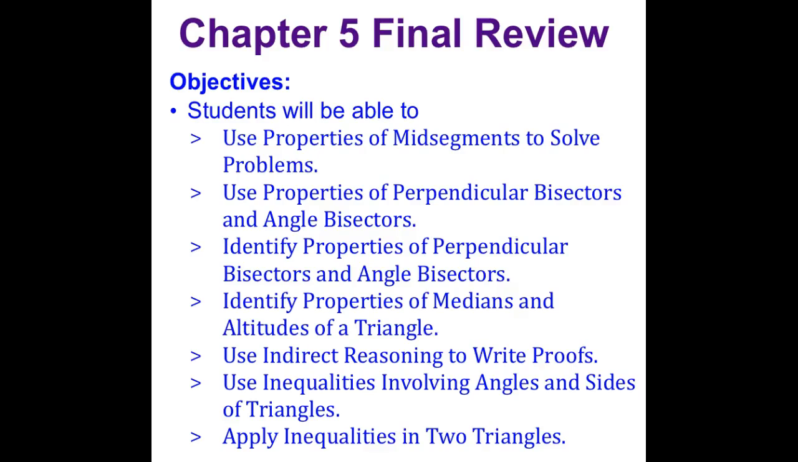This is the Geometry Chapter 5 Final Review. This chapter we talked a lot about properties of different lines and different points that are created. So we talked about midsegments, perpendicular bisectors, angle bisectors, medians, altitudes, and then we started to write some proofs. And we talked about the inequalities involving angles and sides of triangles. And then we applied inequalities in two triangles.